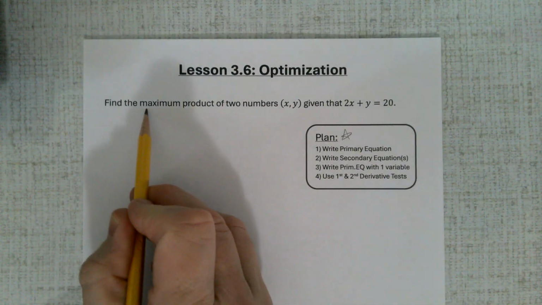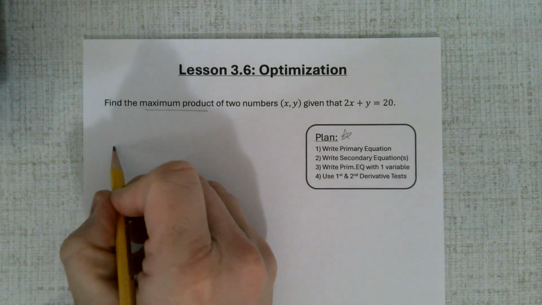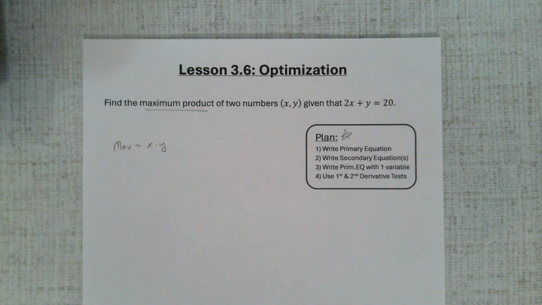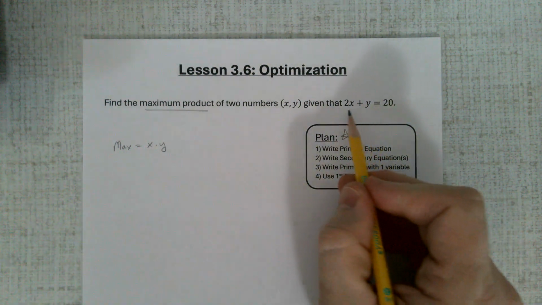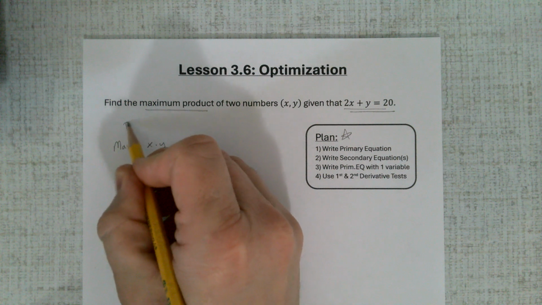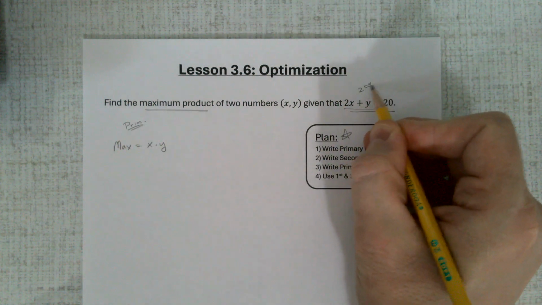Our job is to find the maximum product of two numbers. So let me write this down. We're going to find the maximum when we multiply two numbers together. And we have the secondary equation here. So we have a primary equation here. This is our primary equation, and this is our secondary equation.